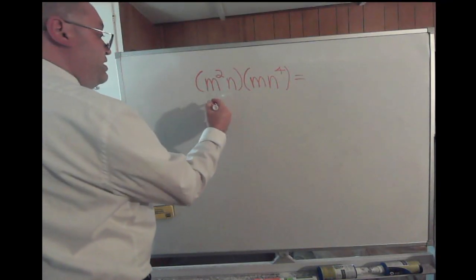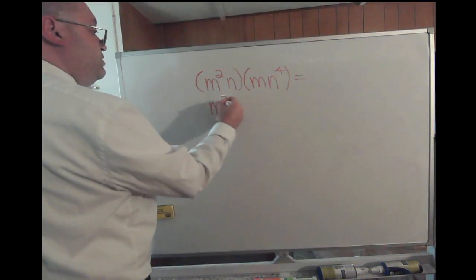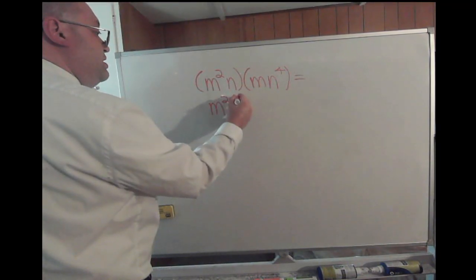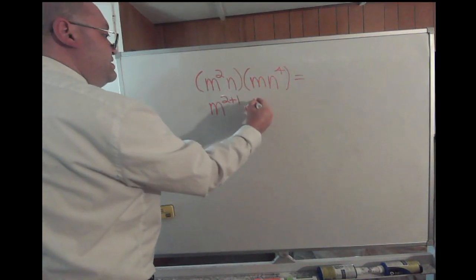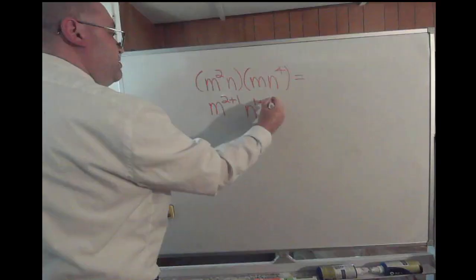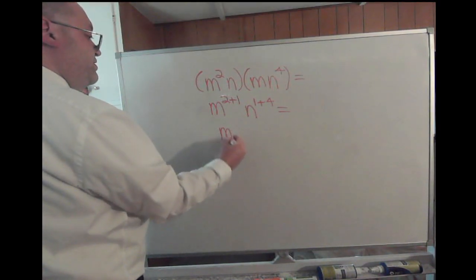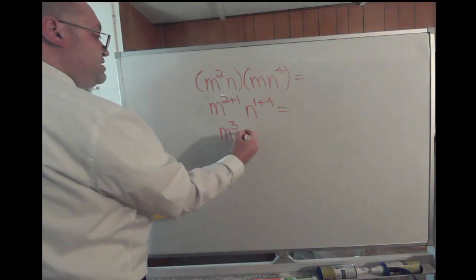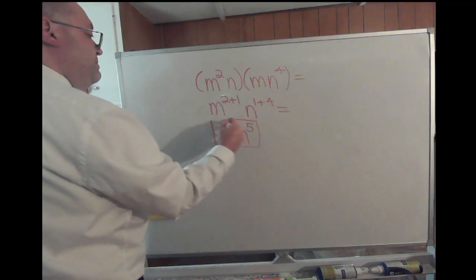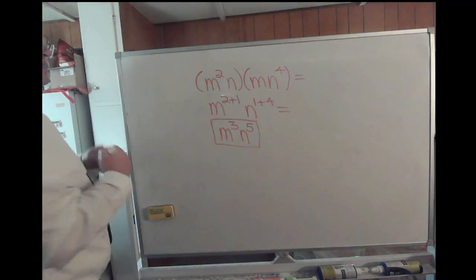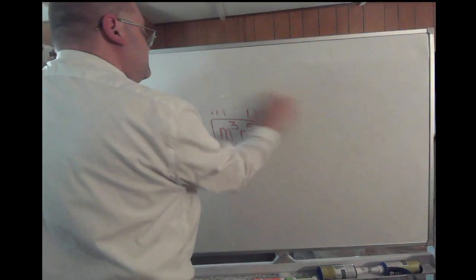So we'll start in alphabetical order. We'll go with m. You add the power of 2 plus the power of 1 on this term. And then you'll have that times n. You'll have the power of 1 on this term plus the power of 4 on that term, which then will give you m to the 2 plus 1 is m to the third. N to the 1 plus 4 is n to the fifth. So the answer you would get is m to the third n to the fifth. That's exactly what you would get. And we'll do more examples like that.